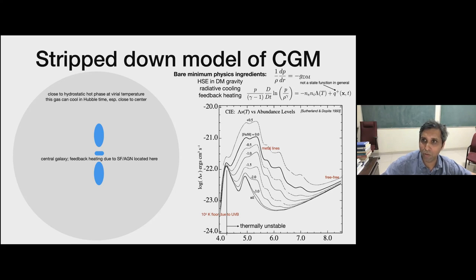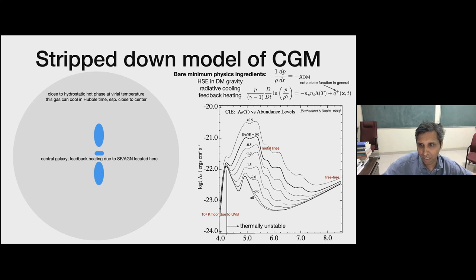And it's important to note that this is not a state function, unlike the cooling function, which is a function of density and temperature alone. This can be a function of space and time, right? When we study thermodynamics, we write d bar q equals du plus pdv, right? D bar q is important, which means that you cannot write q as a state function.